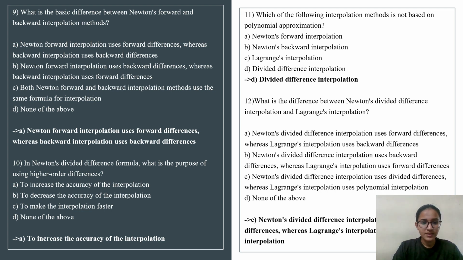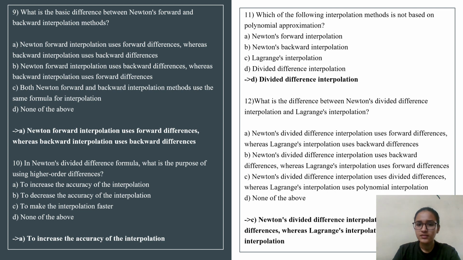Next one is, in Newton's divided difference formula, what is the purpose of using higher order differences? Why will we be using higher order differences in Newton divided difference formula? It increases the accuracy of the interpolation. So option A is correct.